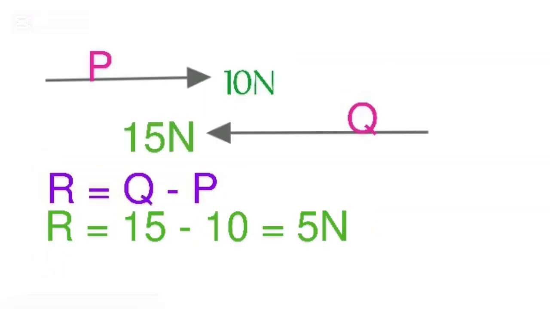If these two vectors are now acting in opposite direction, P is acting opposite to Q from the diagram there, we should remember that P is still 10 Newton and Q is still 15 Newton. Our resultant vector will now be equal to Q minus P. Because Q is bigger than P, Q will come first. So our resultant vector will now be equal to 15 minus 10, which will now be equal to 5 Newton.